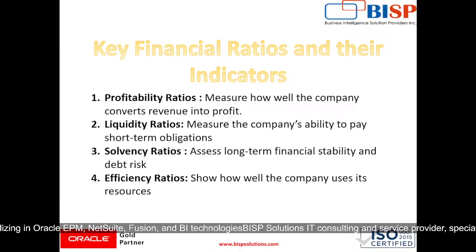Next comes the efficiency ratio, which means activity ratios. It shows how well the company uses its resources. For example, the inventory turnover ratio and debtor turnover ratio come under efficiency ratios. If inventory sits too long or customers delay payments, the efficiency ratio reveals the issue.